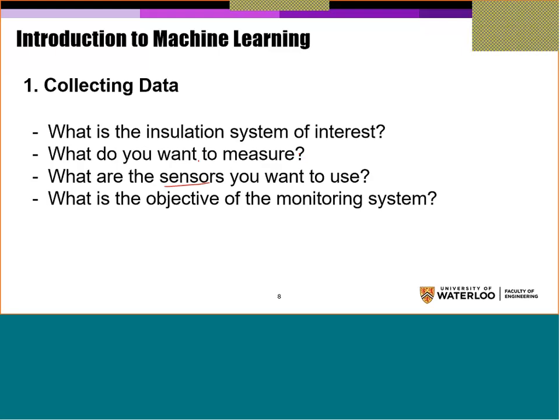What are the sensors I want to use? Now, you will see that for the same phenomena, we can use different types of sensors. So which sensor is good for me? Which is the sensor or sensors I would like to use to measure that specific phenomena? And what is the objective of my monitoring system? What exactly do I want to do? Do I want to have a record? Do I want to come up with the decision? And so on and so forth.